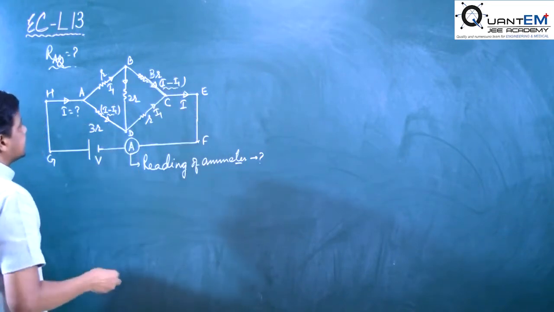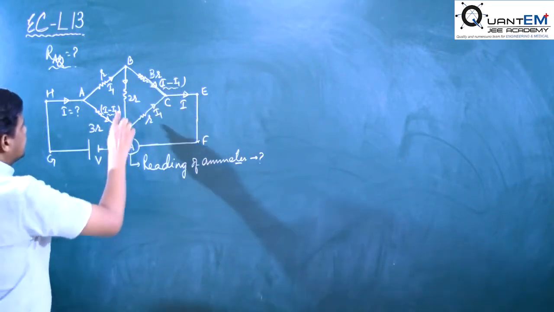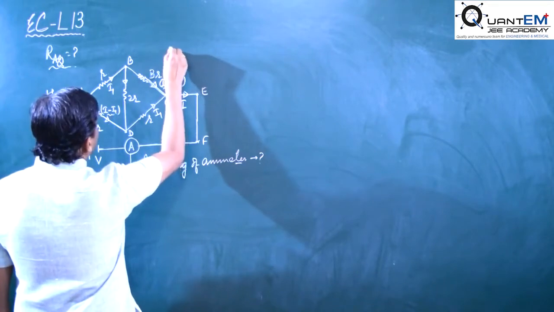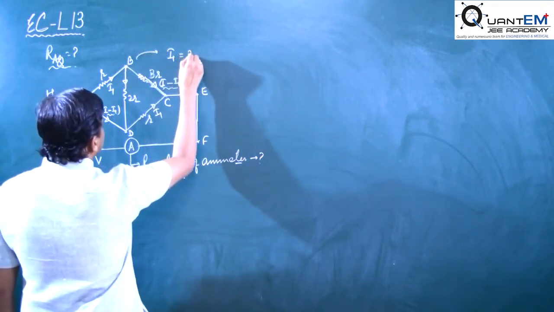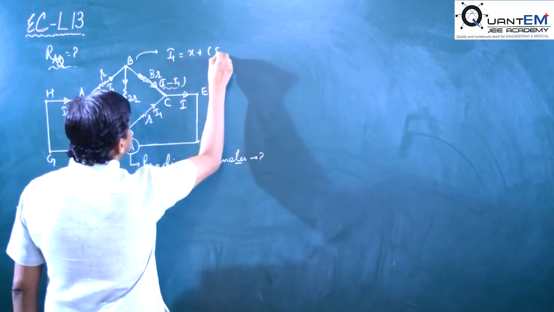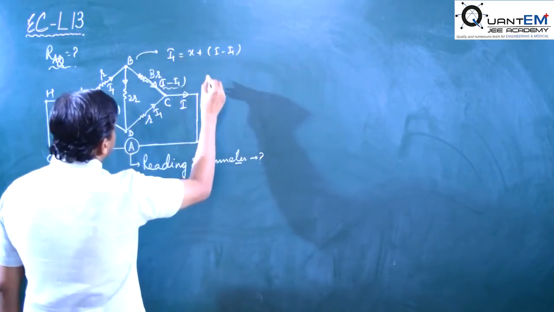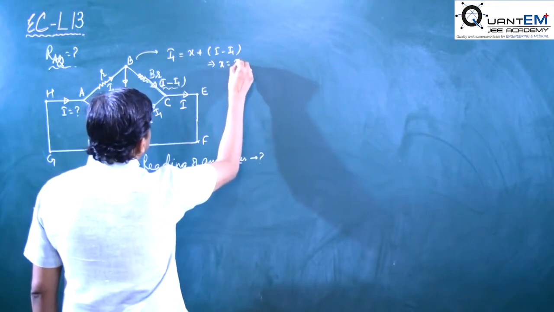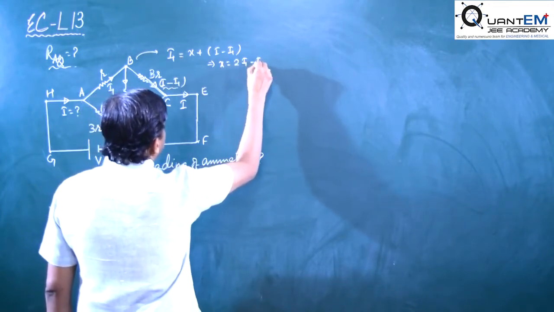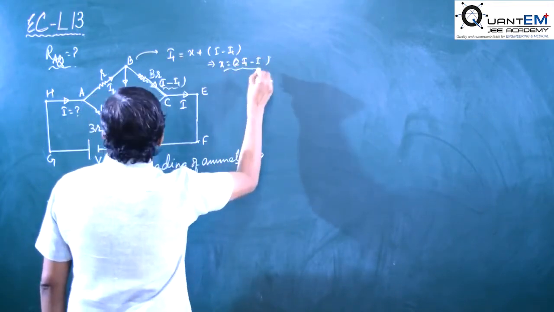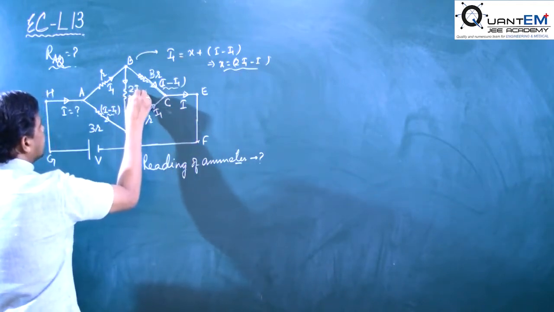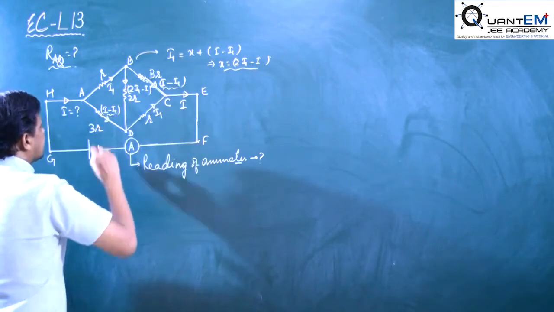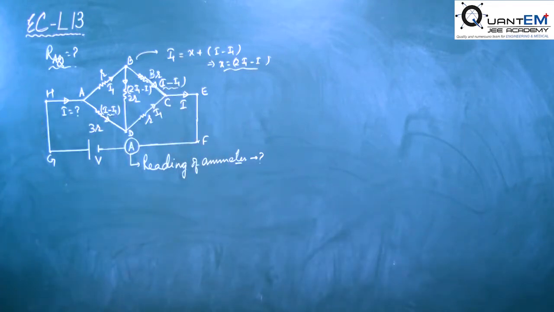And see, out of I1, one current is I minus I1 and the other current will be passing through this resistance 2R. So we get this current. Suppose this current is X. So using Kirchhoff's junction law at point B, I1 is equal to X plus I minus I1. Solving, you get X is equal to 2I1 minus I. So here current flowing through this 2R resistance is 2I1 minus I.